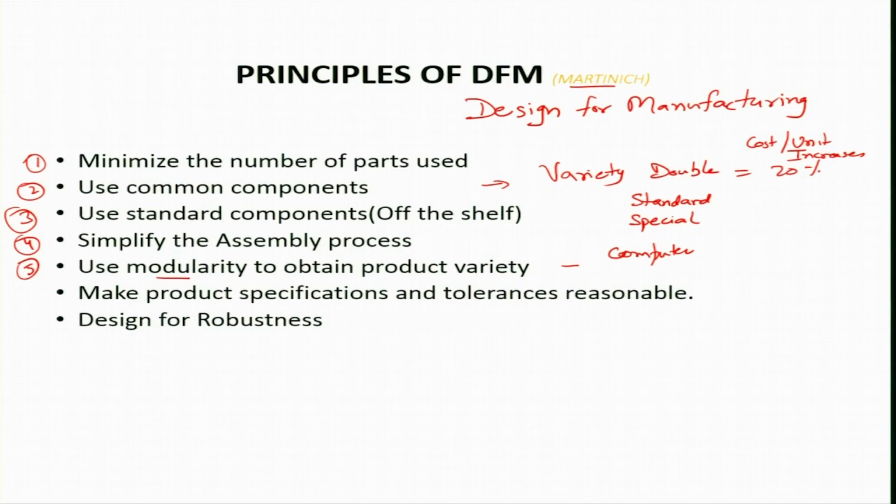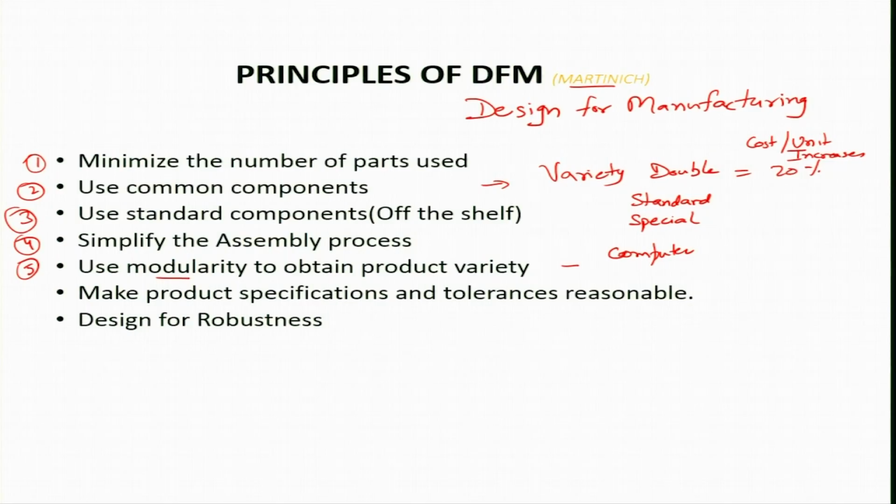You can produce a low-end laptop, or you can produce a high-end computer by combining these modules in different manners. So that is the concept of modularity to obtain product variety. These days we are finding that many products are manufactured in a modular manner, and you give your specifications and accordingly these modules are assembled together and then the final product is produced.